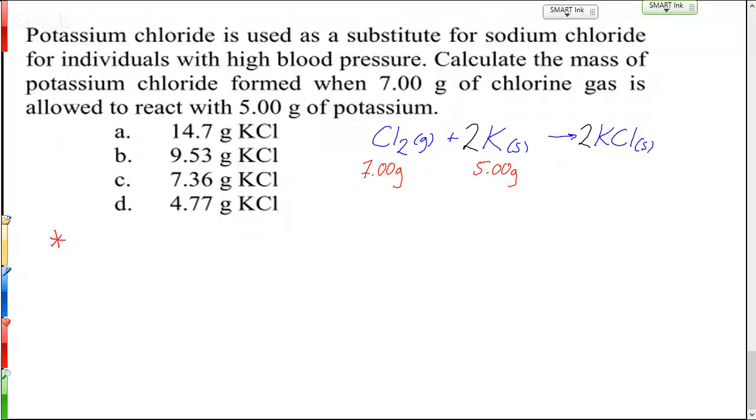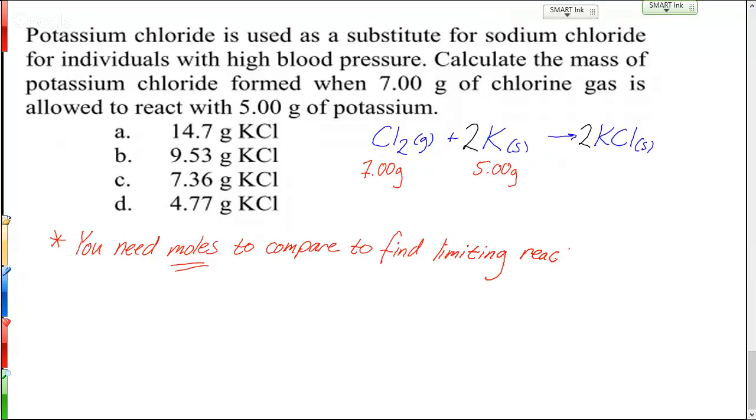So you need moles to compare to find the limiting reactant. So those numbers, unless you're very good with estimating things in your head, probably can't lead you to the right answer of which one is limiting. So you need to convert them to moles and compare the moles. So let's do that.